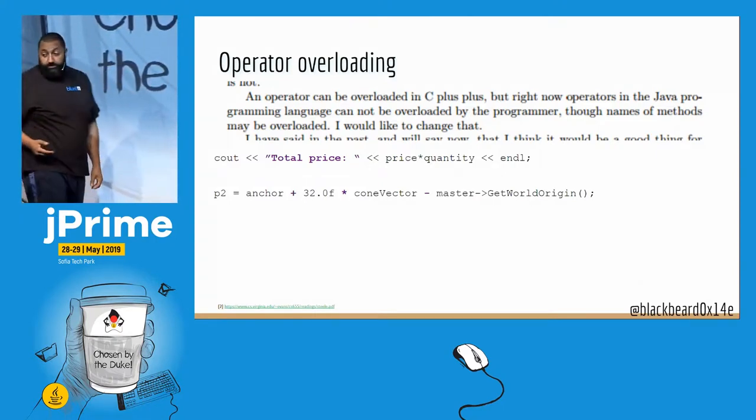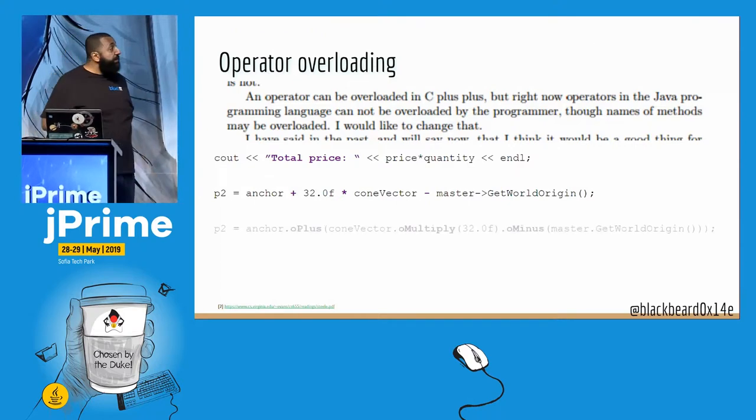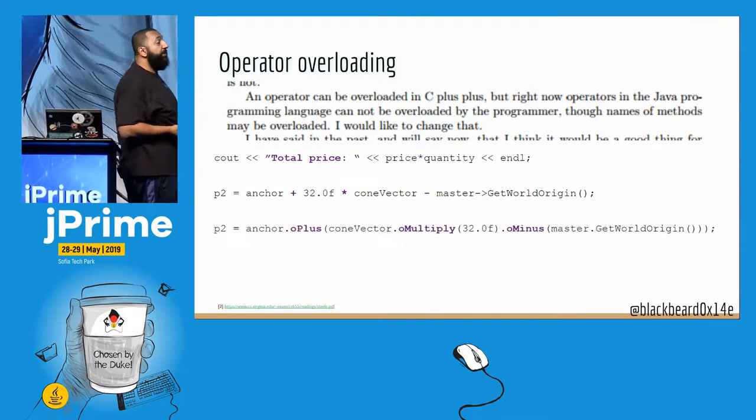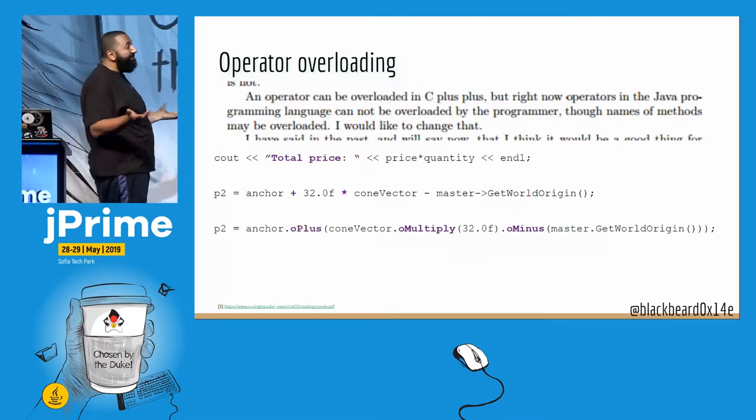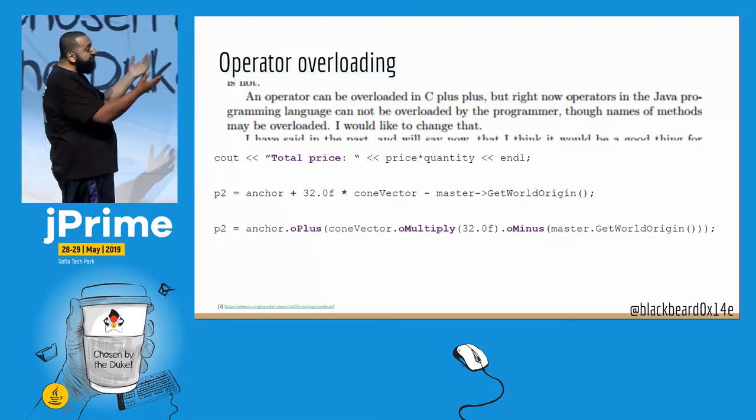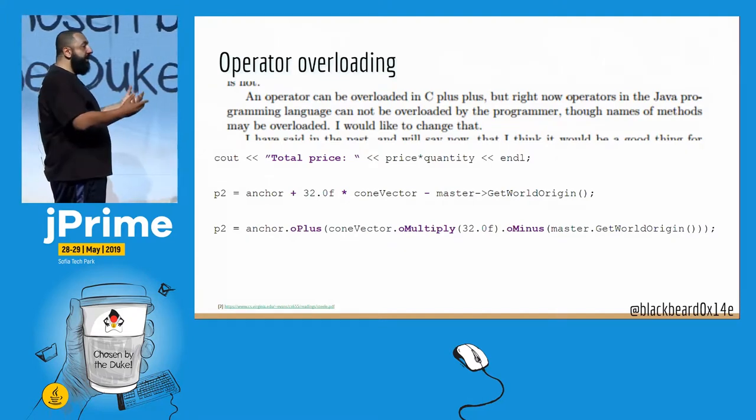This is C++, looks normal, doesn't matter what it does. So this is my Java version of the same thing. How else would you do it? These are matrices and vectors, these are objects. How else would you do it?